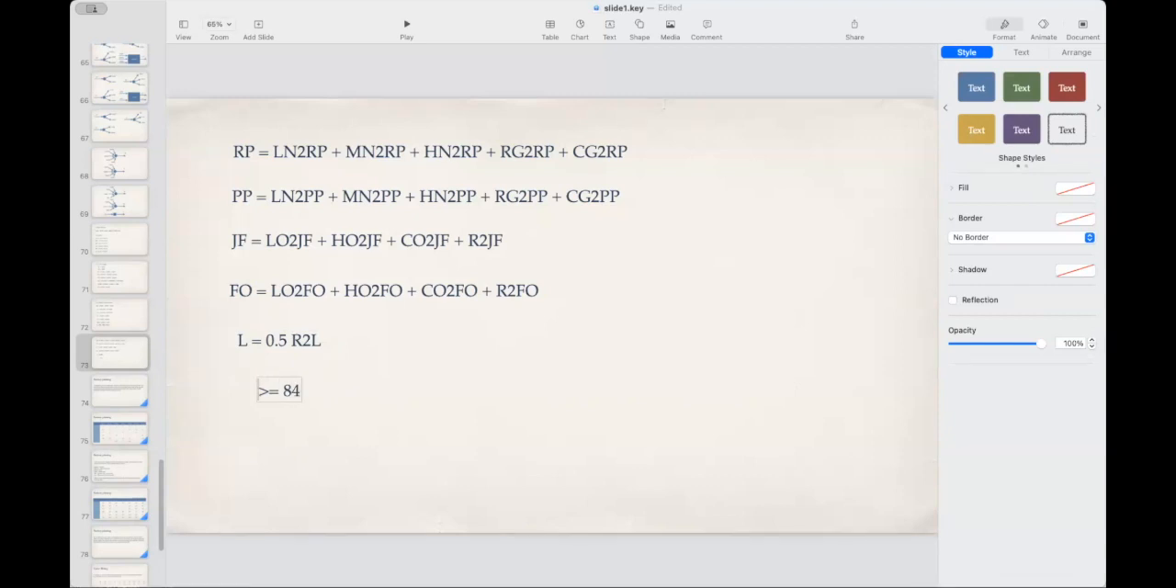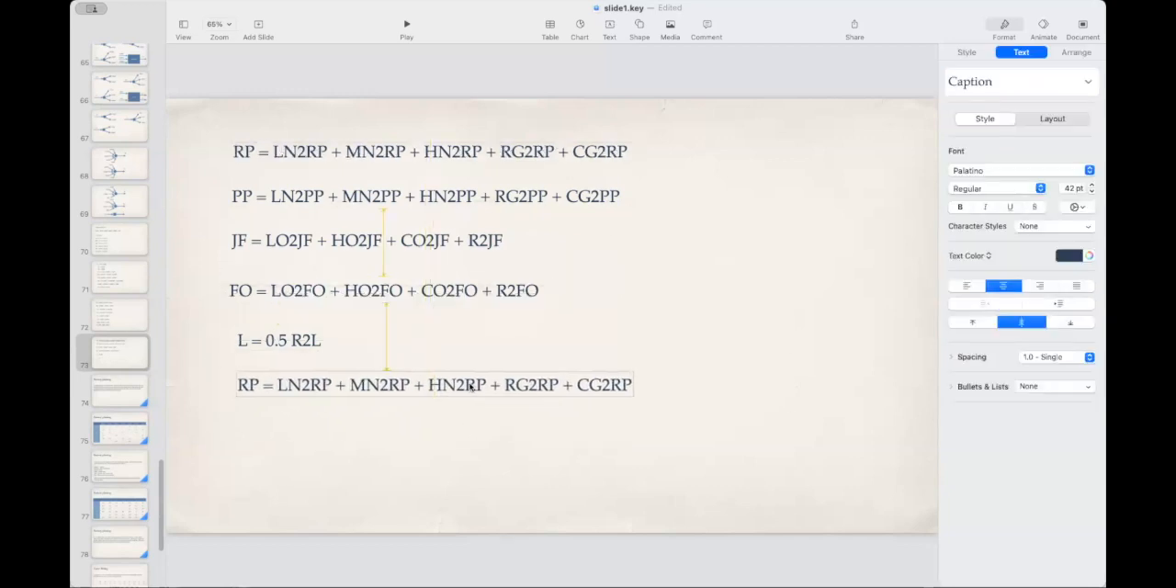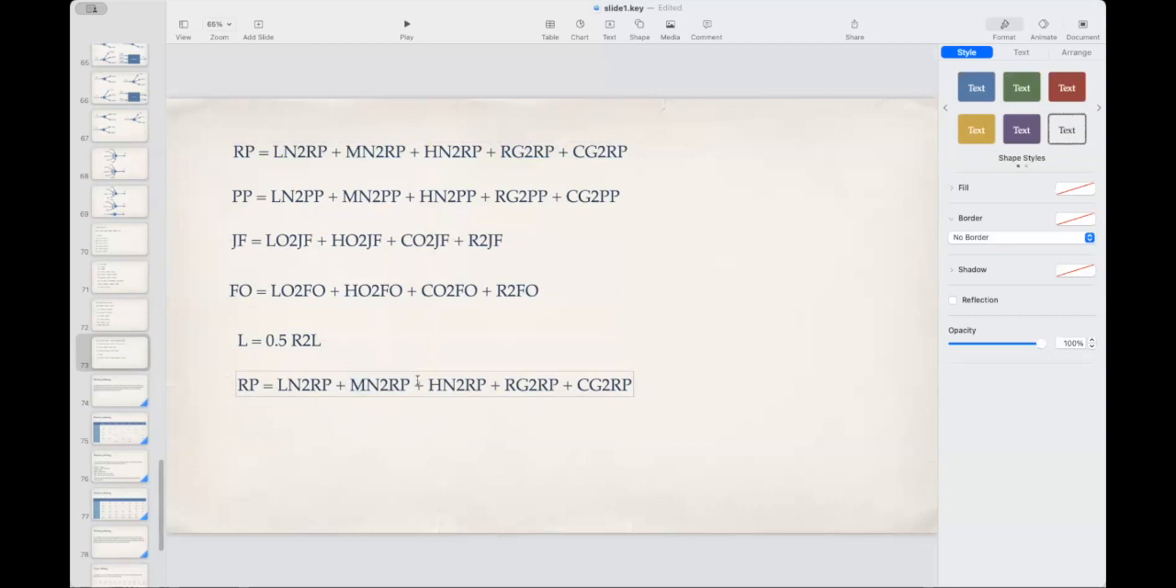Sorry, just one moment. I should copy this. Sorry, 84. I should copy this one, not that one. Yes. Why do we copy this one? Because this is the composition we blend to produce RP, right? So the octane number of our final product depends on the composition, right? Each component. So tell me the octane number of this thing.